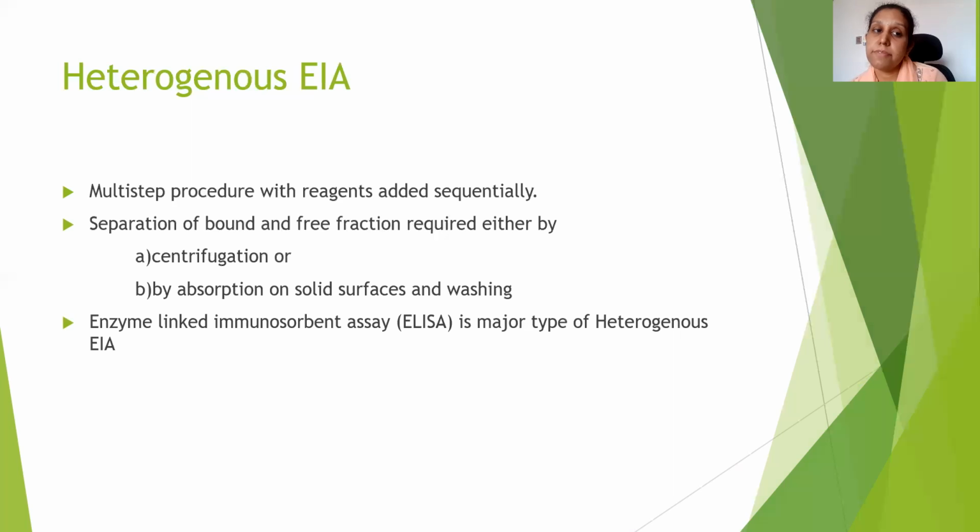Coming to the second type, which is heterogeneous, it involves multiple procedures with the reagents added sequentially, and separation of bound and free fractions is required either by centrifugation or by absorption on a solid surface and washing. ELISA, that is enzyme linked immunosorbent assay, is the major type of heterogeneous enzyme immunoassay. So you have to know this. With this, which type of enzyme immunoassay is it? Heterogeneous.